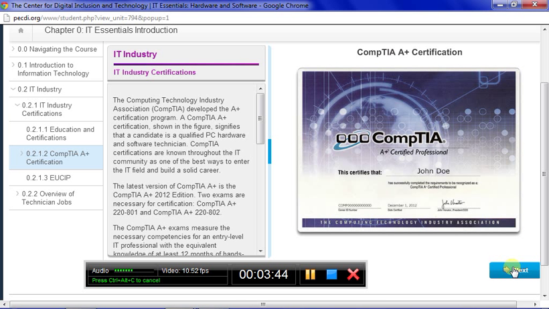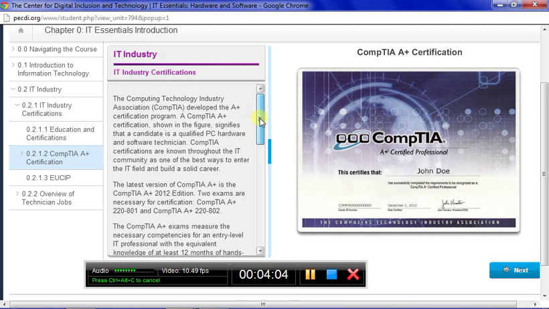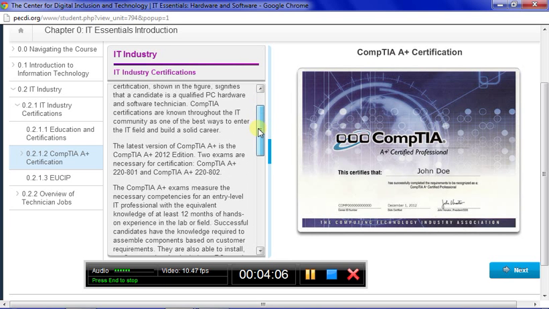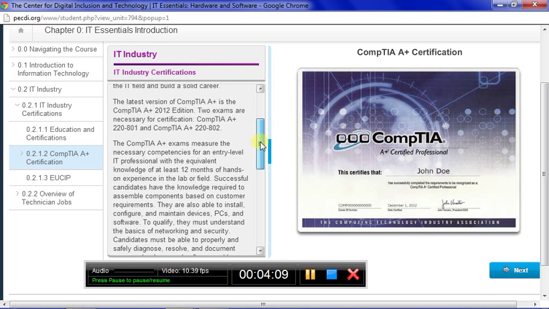You'll need to find a testing center, so it is a computerized test. And those two tests are the CompTIA A Plus 212, so you'll see that right there, and then the 220-802 and the 220-801. So there are two tests, and they're in the 212 edition. So that's what this class is going to help you prepare for.